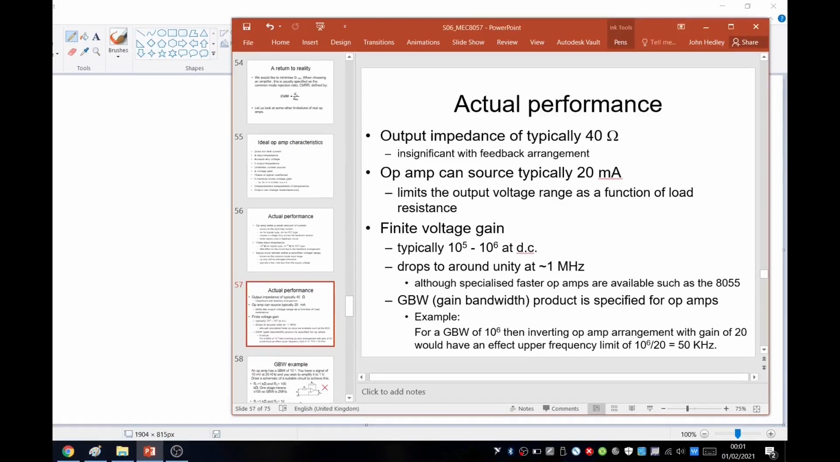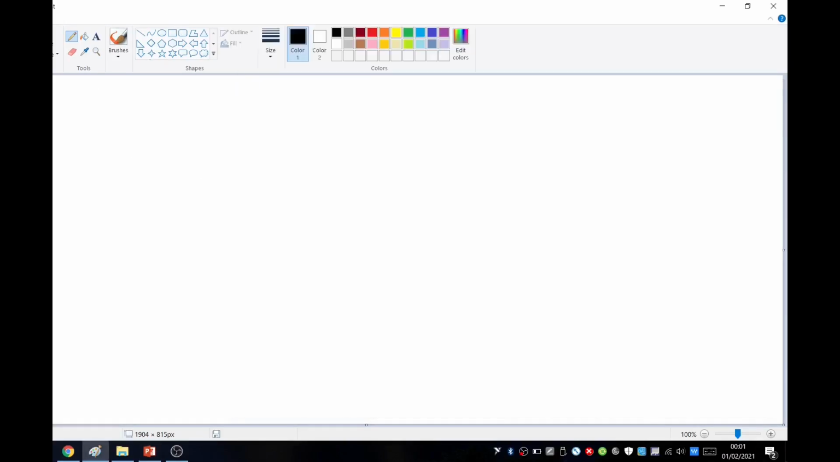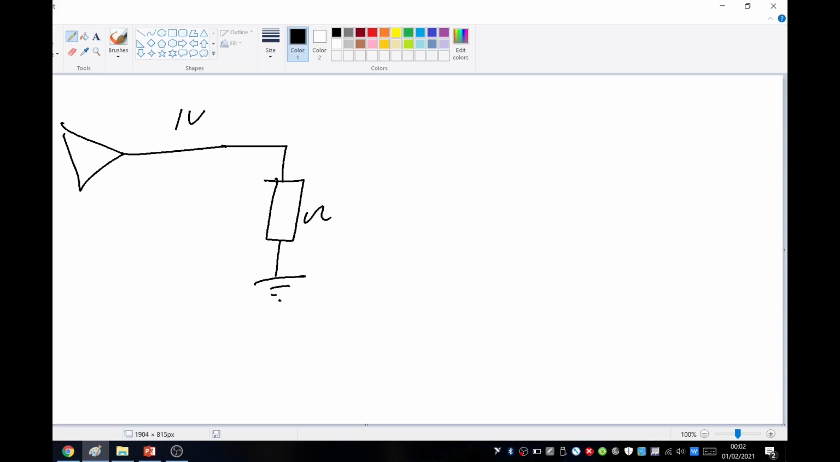So if I just escape that for a second and go into Paint. If you imagine an op amp and the output voltage is here, and the output voltage should be 1 volt, but you have got a resistor here to ground, and this resistance is 1 ohm, then you're going to need a current going through there of V equals IR, so I equals V over R. So 1 over 1 is 1 amp. So in order to maintain that balance, you're going to need 1 amp of current going through there.